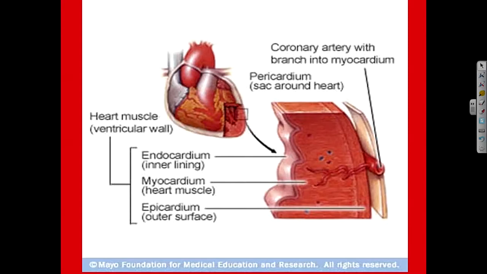That's the three layers. And then the whole heart sits in a sac, okay? And the outer wall of the sac is called the pericardium.